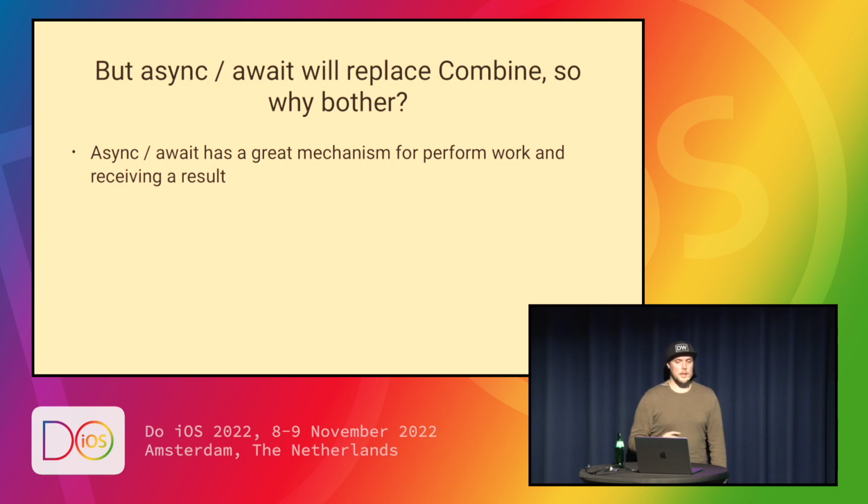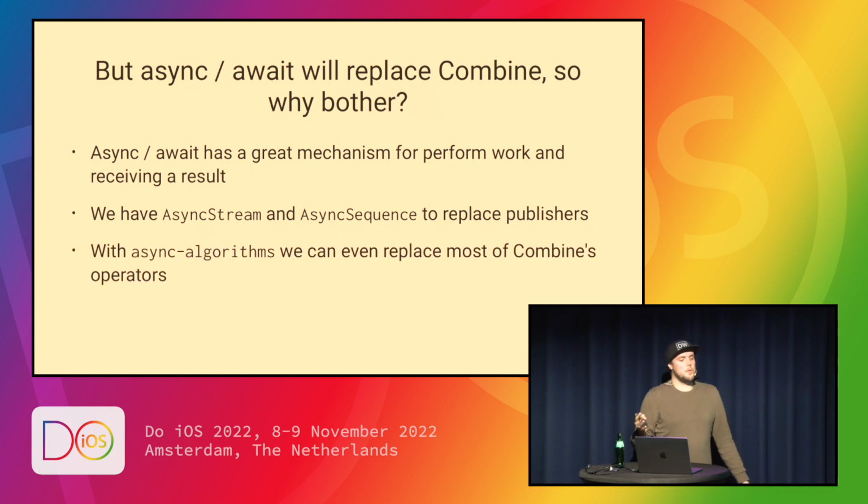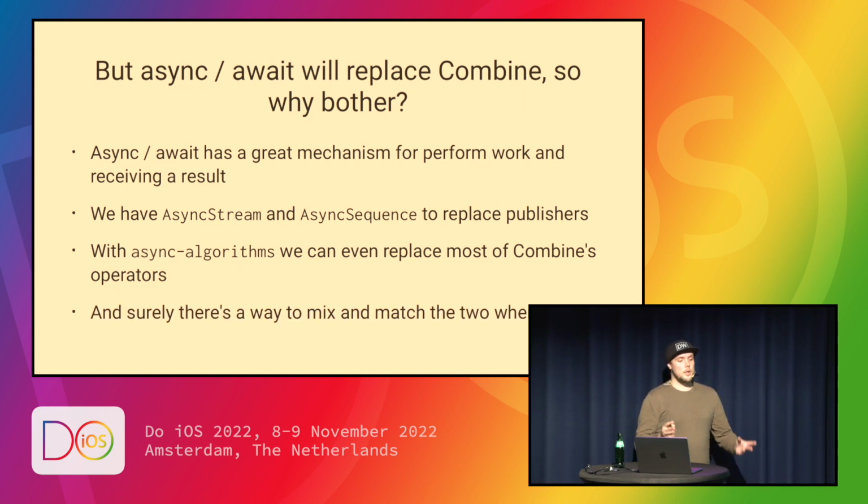Async await is a fantastic mechanism to perform some work and receive a result eventually. We have AsyncStream and AsyncSequence to replace publishers, essentially. These are both objects that will emit values whenever needed, right? So these are kind of like publishers in that sense. And with async algorithms, you can even replace most of Combine's operators, right? They have map, they have debounce, they have all kinds of things in there as well, if it's not already in the standard library. And surely there is a way to mix and match the two when needed. And sure, there is.